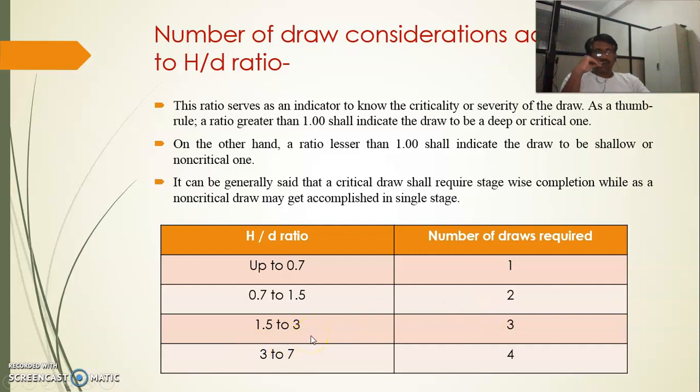If the ratio goes more than 1.5 and up to 3, we require a minimum of 3 draws. If the ratio is more than 3 and up to 7, we can go for a 4-stage operation. So with the H by D ratio, we can easily get how many stages will be required to complete the operation. This step should be involved so that we have the stage-wise operation required in the next step.